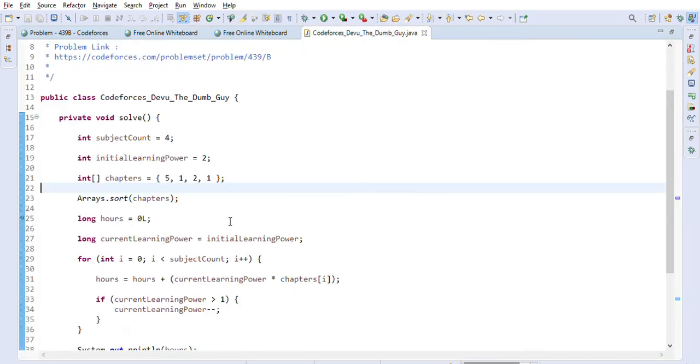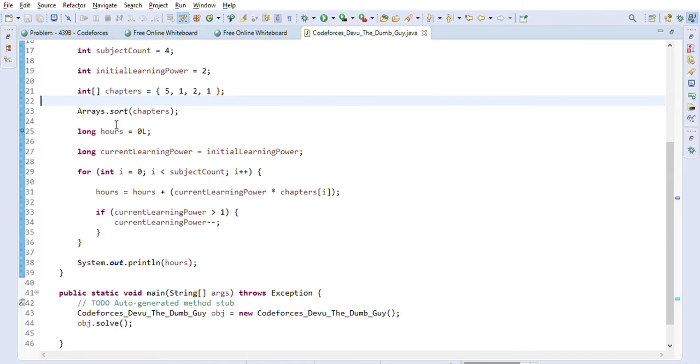So that's what we are doing here. After sorting, we created one long variable, initially 0, called hours, and our current learning power is the initial learning power, which is 2, right? And it will keep decreasing every time we are learning, by 1.